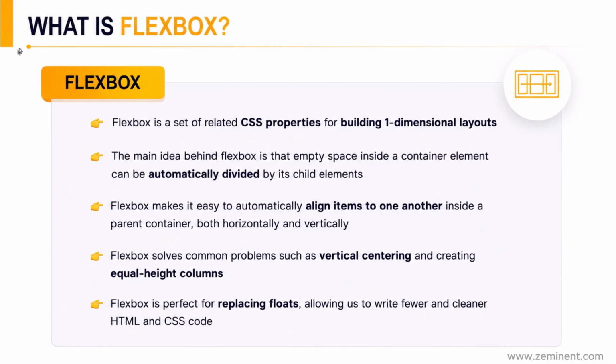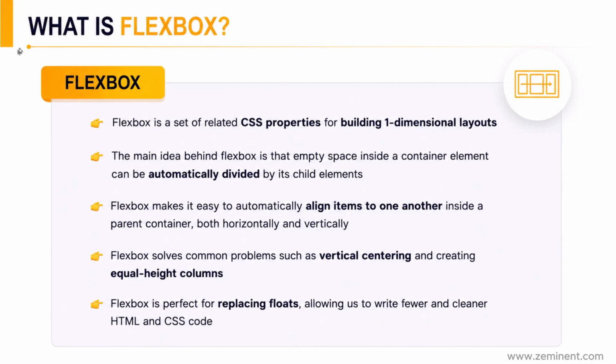When Flexbox was introduced, one of its main goals was to allow the browser to automatically distribute empty spaces inside a container among its child elements. Previously, developers often had to manually calculate widths, margins, and other spacing values. With Flexbox, much of this work happens automatically. Flexbox also makes it extremely easy to align items inside a parent container, both horizontally and vertically. We already saw this in the previous lecture when we used Flexbox to vertically and horizontally center our elements.